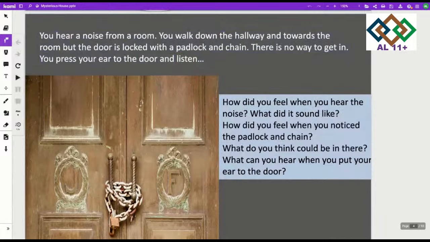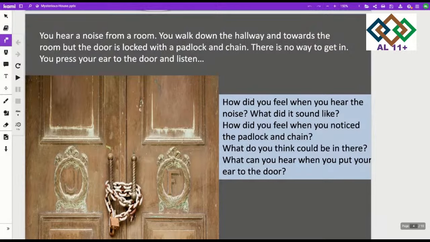So basically, when you're hearing a noise in the room, you start going towards that room. Remember that you are scared. You are actually really scared. And you walk down the hallway and towards the room, but the door is locked. When you try opening the door, it is locked.